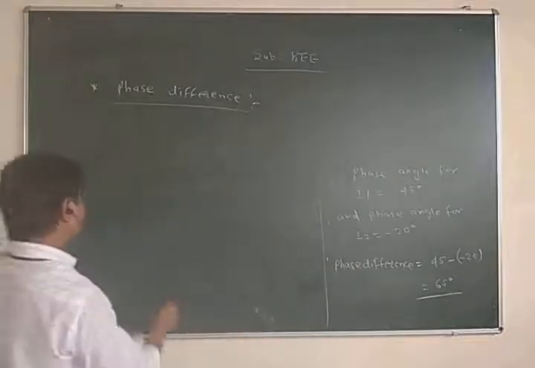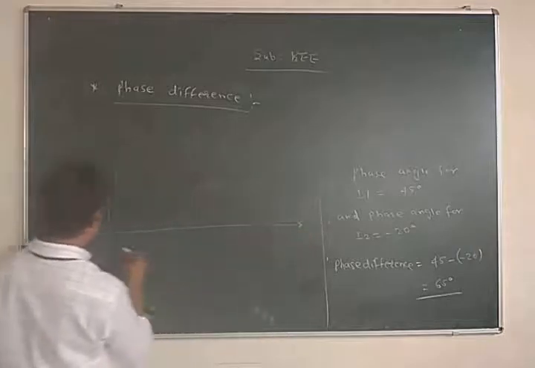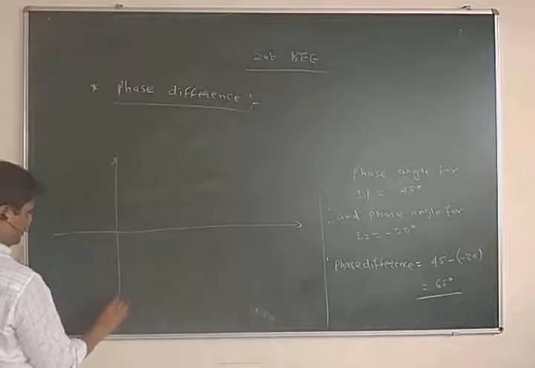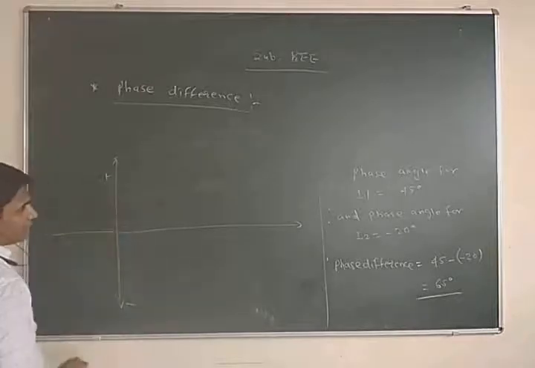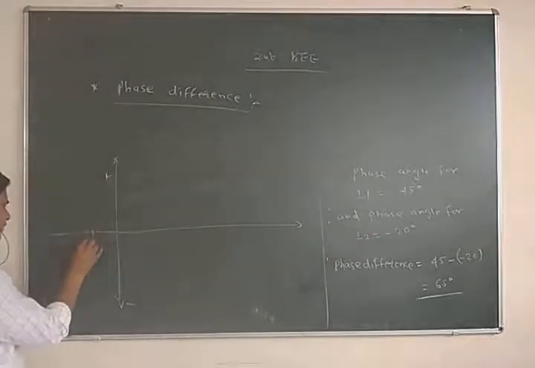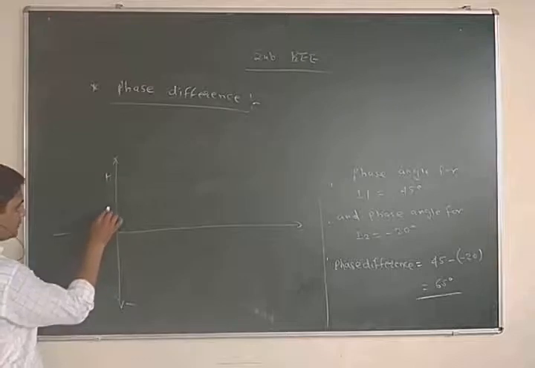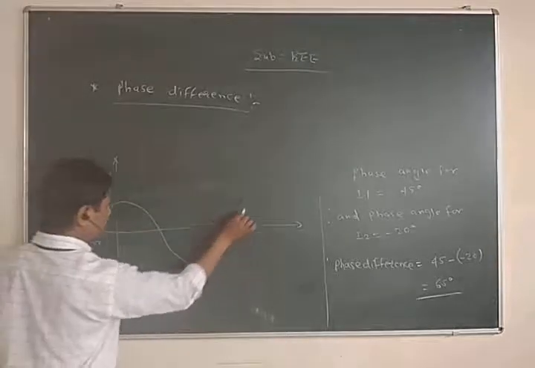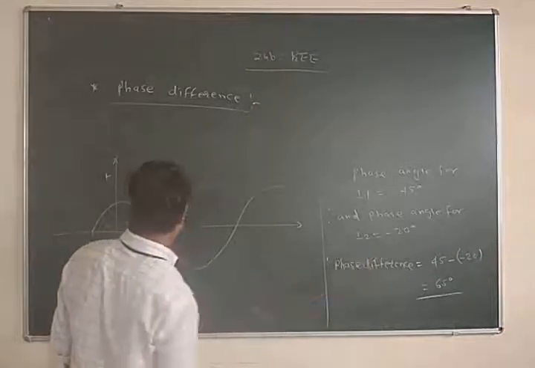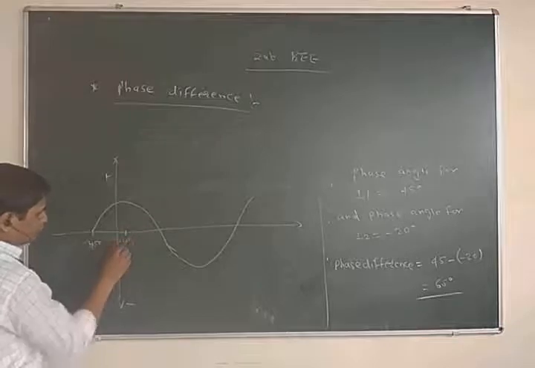These two waveforms can be represented as follows. Suppose I1 is plus 45 degrees, so I1 is this. And I2 is minus 20 degrees, so minus 20 degrees is this.